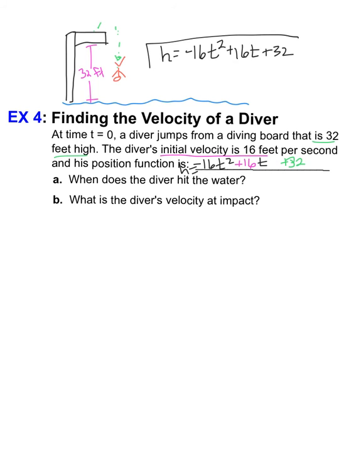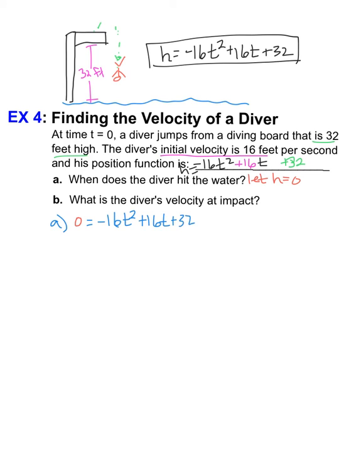So this is the position formula that we're going to use. The first question says, when does the diver hit the water? The water has a height of 0, so you will let h equal 0. So for part A, we are going to let h equal 0 and set it equal to negative 16t squared plus 16t plus 32.